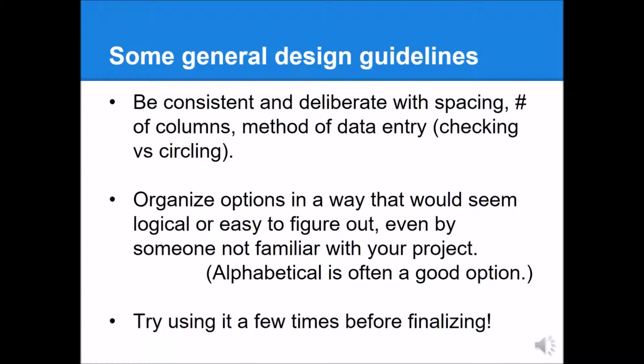So some general guidelines for design. Just be consistent and deliberate with the spacing on your check sheet, the number of columns you use, your method of data entry between different sections, in other words, checking versus circling. Organize your options for each one in a way that would seem logical or easy to figure out, even by someone not familiar with your project. Often alphabetical is the easiest way for those who don't know anything about what you're collecting data about. And then try using your check sheet a few times, even in just theoretical situations, before finalizing it to see what problems you run into.